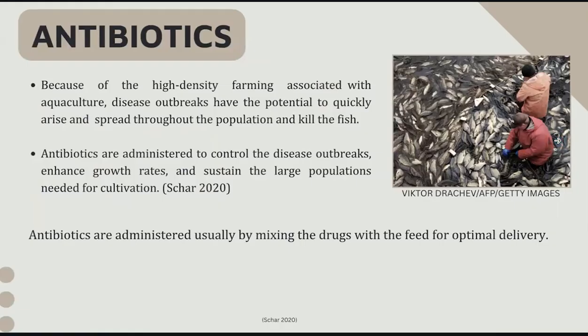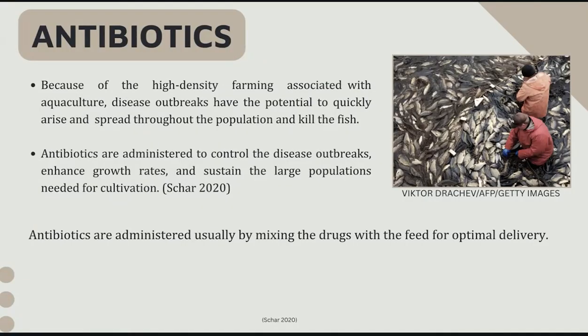Antibiotics. Just a bit of background. The nature of aquaculture involves having large populations of fish that are in a relatively small volumetric area. Because of the high density farming associated with aquaculture, disease outbreaks are common and have the potential to quickly arise and spread throughout the fish population, usually making the fish sick or just killing them.